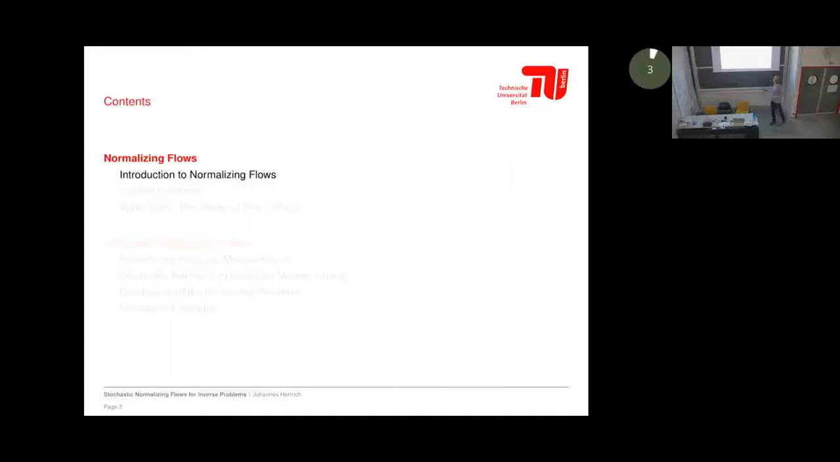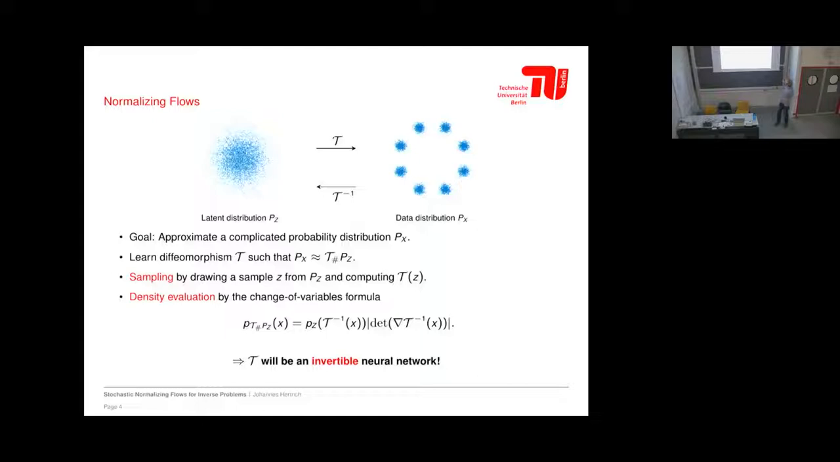And what is a normalizing flow? Well, we are given some probability distribution Px, which we want to approximate. We want to approximate it by using a much simpler distribution, which is called the latent distribution, usually a standard Gaussian. Then we want to link these two distributions by a diffeomorphism, which is called T here. More precisely, from a mathematical viewpoint, we want to learn a diffeomorphism T such that our probability distribution Px is approximately given by the push-forward measure of T of the latent distribution.